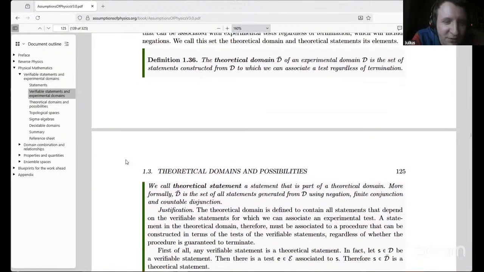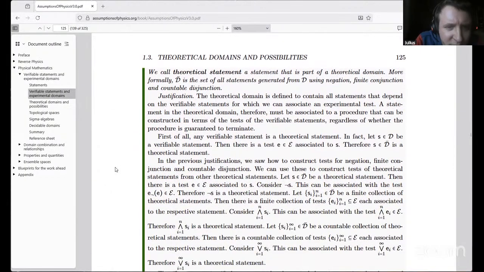We call theoretical statement a statement that is part of a theoretical domain. More formally, D bar is the set of all statements generated from D using negation, finite conjunction, and countable disjunction. Justification: the theoretical domain is defined to contain all statements that depend on the verifiable statements for which we can associate an experimental test. A statement in the theoretical domain, therefore, must be associated to a procedure that can be constructed in terms of the tests of verifiable statements, regardless of whether the procedure is guaranteed to terminate.